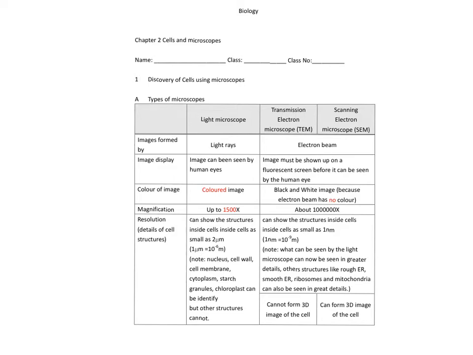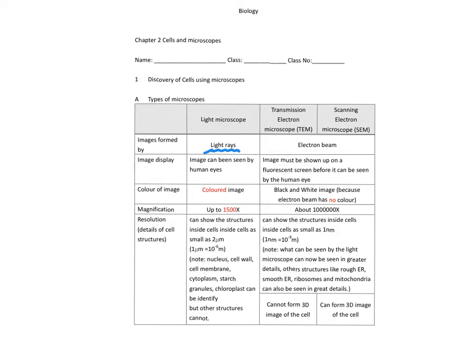The image that is formed by light microscopes is basically formed by light rays. The basic working principle of a light microscope is light passing through a specimen, or through a thin slice of a specimen, to form an image.